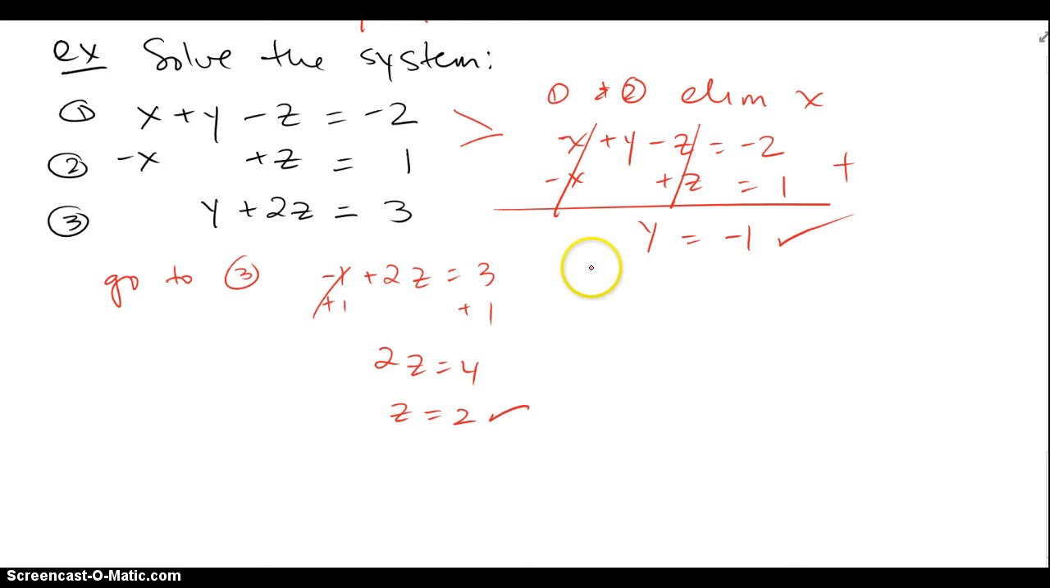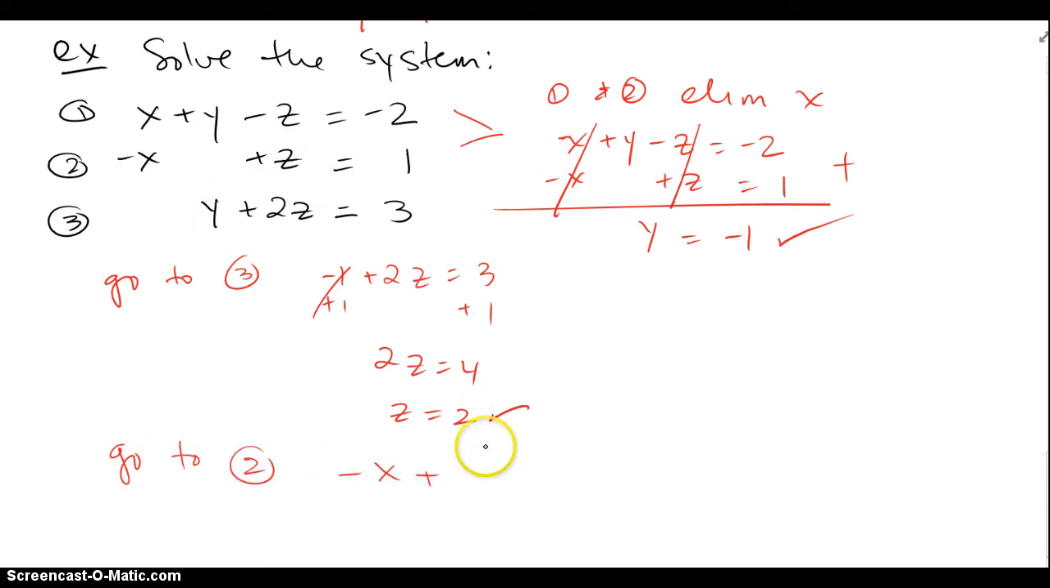Now that we have y and z, it looks like I should go maybe either to 1 and use both of them, or I could even go to number 2 if I want to and just use the z I found to get the x value. That might be less work. Go to 2 because it relates x and z.